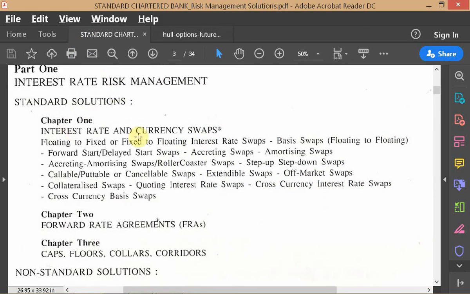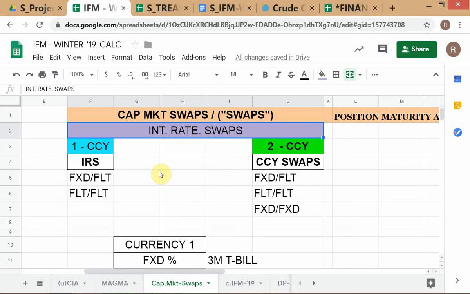You can read chapter 1 here; it'll be good for you to read a simpler version. Maybe you can start with this book first and then go to Hull, because this is much simpler. There's no need to cover all the various complicated versions, just the initial interest rate and foreign currency swap structure. So this is what we are going to cover.